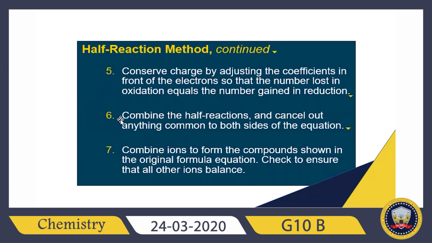After that, as I said, we will combine the half reactions and cancel out anything common to both sides of the equation. So we need to cancel out the spectator ions. The final step, step number 7, combine ions to form the compounds shown in the original formula equation, and then we need to check to ensure that all other ions balance. So this is what we call the half reaction method for balancing redox reactions.